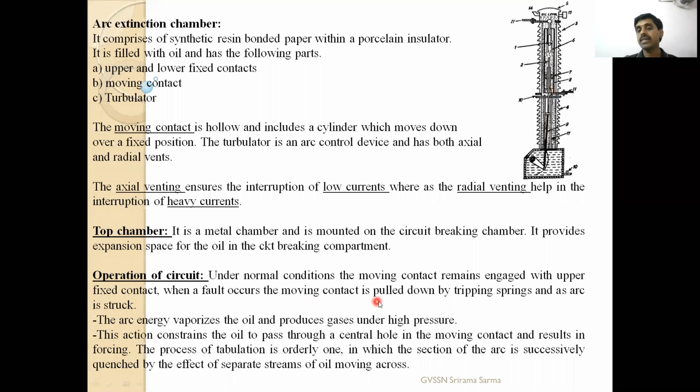When a fault occurs, the moving contact is pulled down by tripping springs and the arc is struck. The arc energy vaporizes the oil and produces gases under high pressure. This action forces the oil to pass through the central hole here in the moving contact, and results in forcing. The process of turbulation is an orderly one, in which the arc is successfully quenched by the effect of separate streams of oil moving across. So whatever oil is required to clear this arc will be pumped through this nozzle.